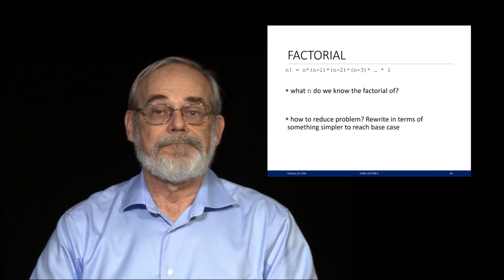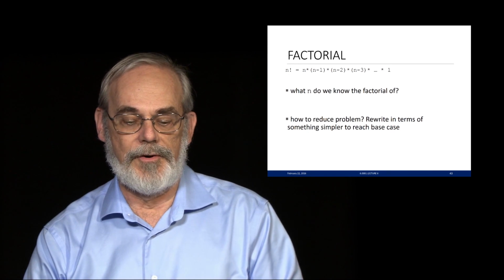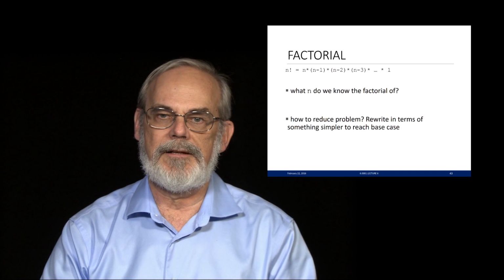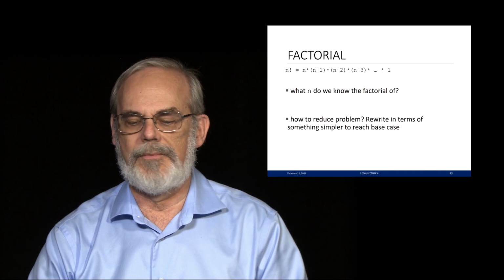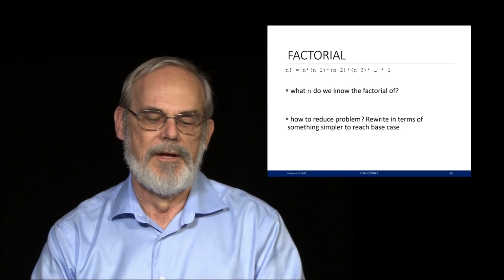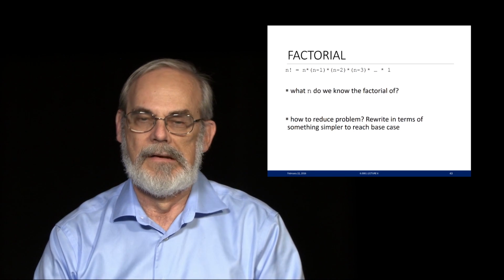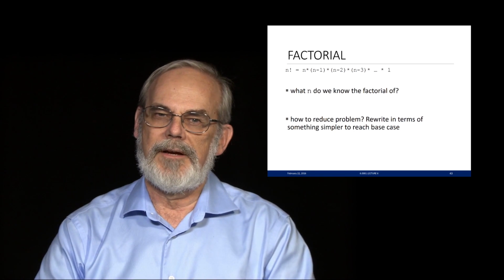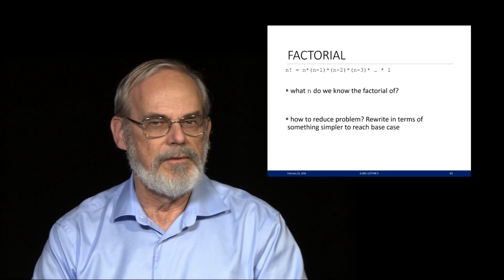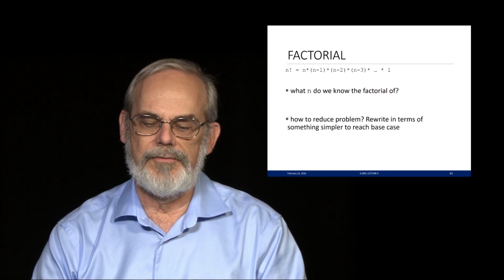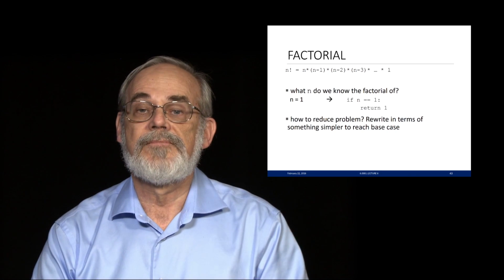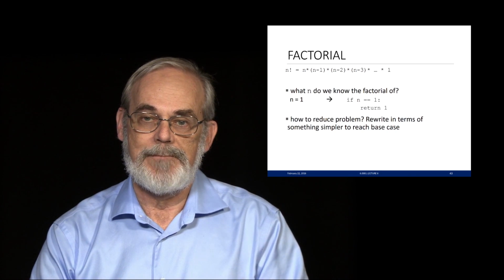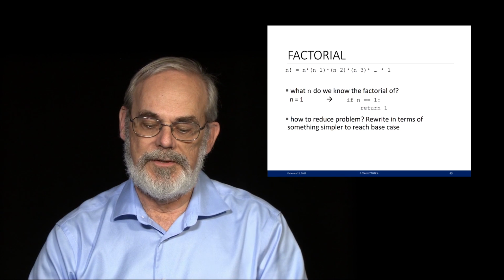I could do the same thing. Let's think about computing factorial. Factorial, written mathematically as n followed by an exclamation point, is the product of n times n minus 1 times n minus 2 all the way down to 1, where n is a positive integer. If I wanted to solve this problem, I could say, for what values do I actually know factorial? And that's easy. If n is 1, factorial of 1 is just 1. There's my base case and the value I want to return.